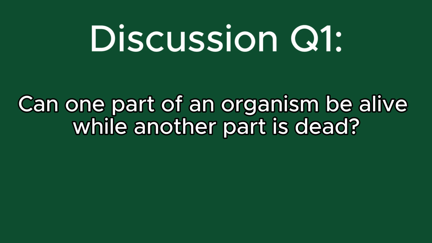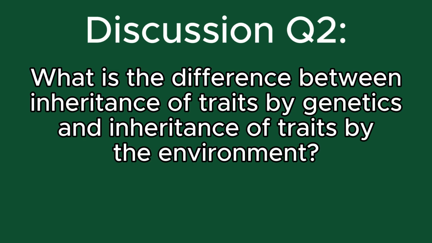Our first discussion question says, can part of an organism be alive while another part is dead? Explain. Our second discussion question is, what is the difference between inheritance of traits by genetics and inheritance of traits by the environment?